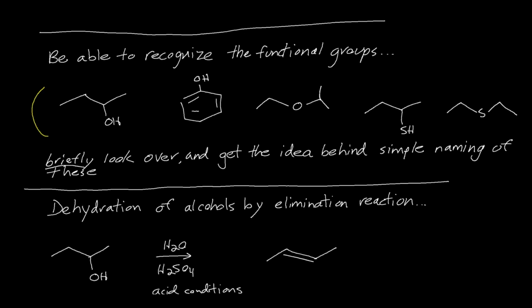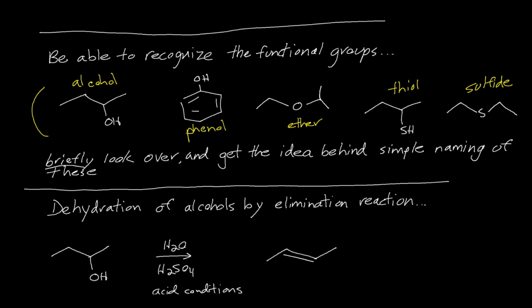Clearly, you want to be able to recognize the functional groups: alcohol, phenol, this is review, ether, thiol, sulfide. So they all contain oxygen or sulfur, which is right below it in the periodic table. Other than phenol, actually, they're all tetrahedral and single bonded all around. So phenol doesn't fall into that category.